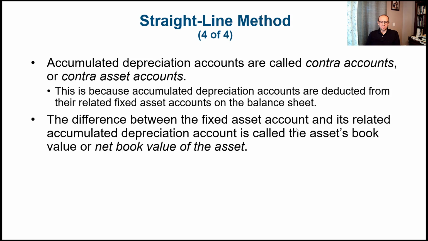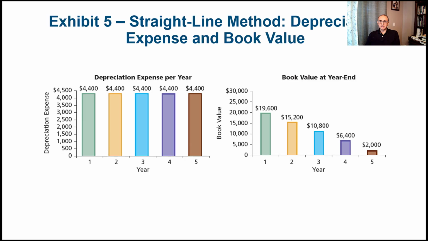Okay, the word net reminds me that we're deducting the accumulated depreciation from the asset's value. So let's look at this diagram that shows how the depreciation and the book value of the asset would look. You can see here the depreciation year by year using the straight line method.